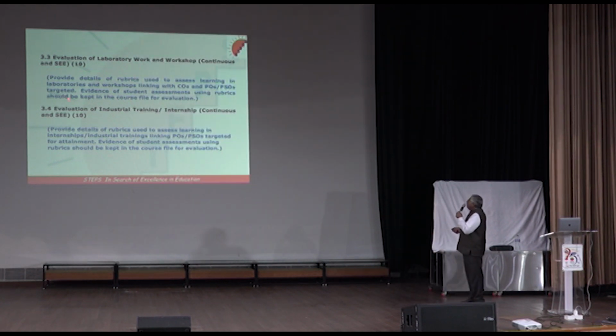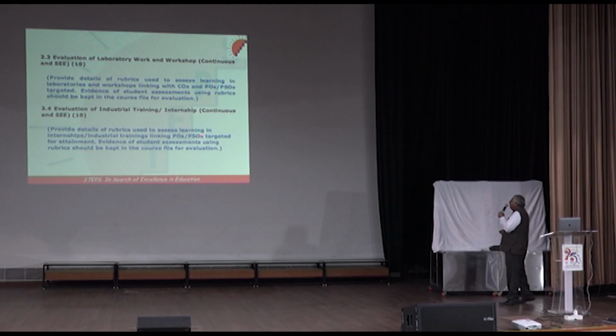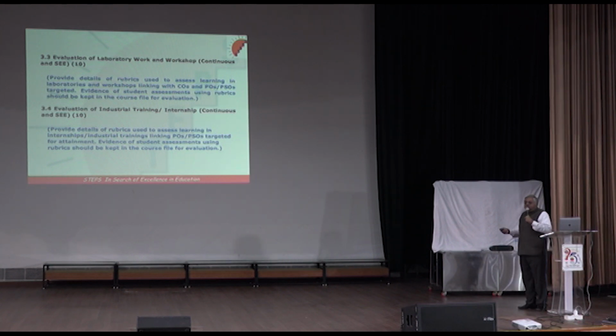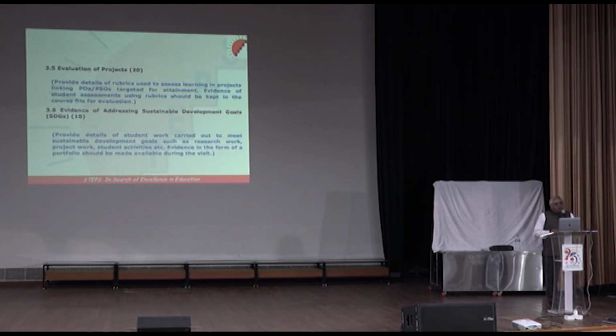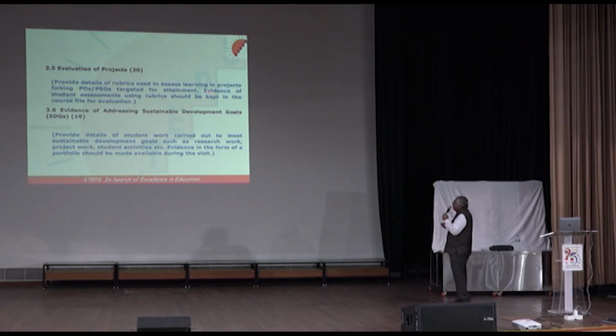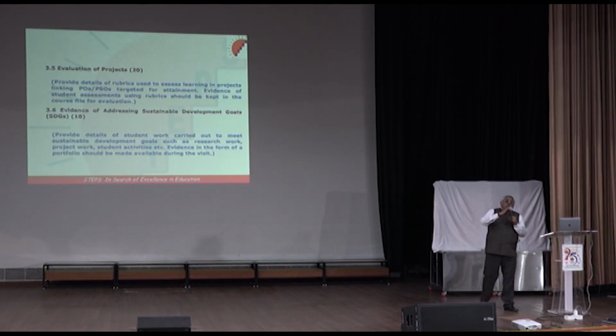Same for evaluation of industrial training and internship, linking to POs and PSOs. We did this also for training in the previous accreditation, but we need to do it more now, maybe with rubrics or something like that. Again, evaluation of projects. There it was what type of projects we are talking of. Here we are talking about the projects with rubrics and other things. In the previous format, they were not talking much about rubrics. That was the only question which we discussed in criteria 2 about the projects.